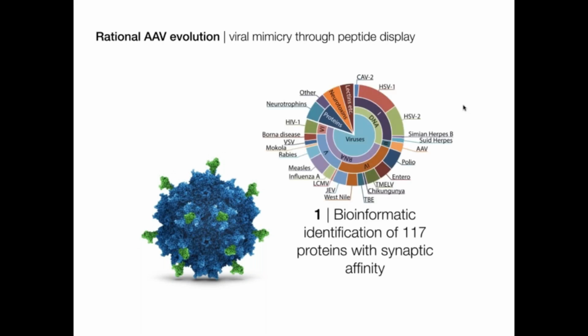So we started off with identifying 117 proteins that all had synaptic affinity. Most of them we found from viruses: herpes simplex, rabies, HIV, etc. So proteins or cap proteins that we knew could interact with the synapses. We also picked neurotoxins, neurotrophins, and a subset of proteins that we thought would be interesting to study.